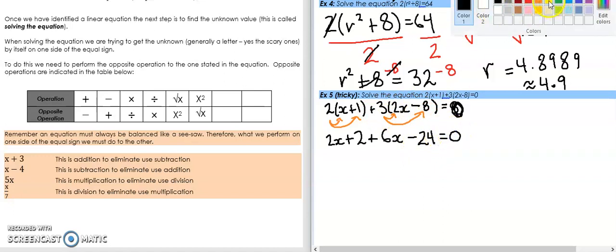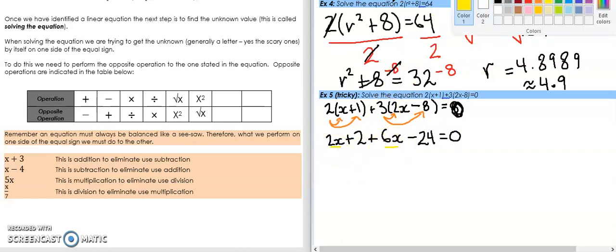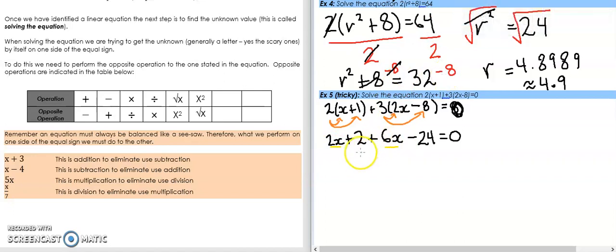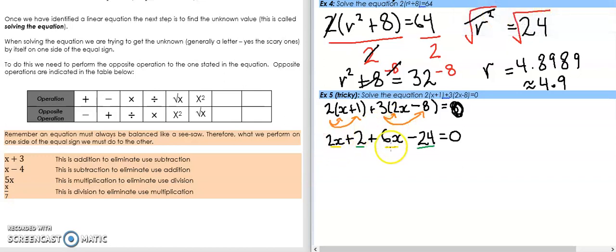Next thing, I want to collect the like terms. There are x's here, which I'll put a yellow line under, and there are normal numbers, which I'll put a green line under. 2 lots of x plus 6 lots of x's will give me 8x, and 2 minus 24 will give me minus 22. And this is all equal to 0.